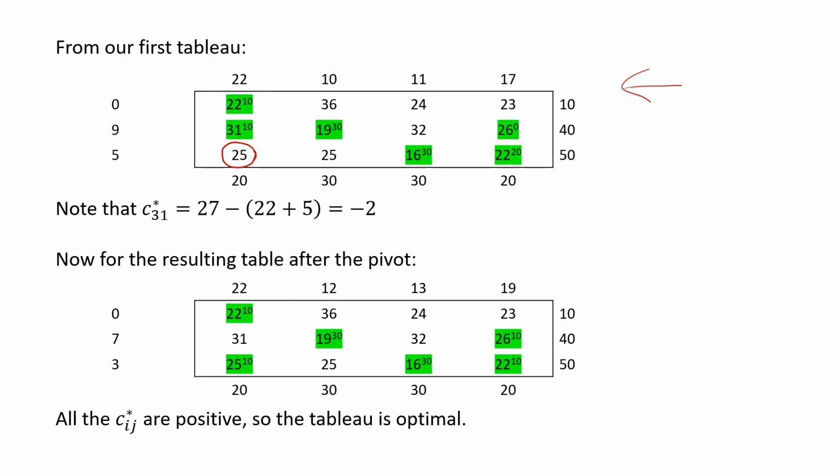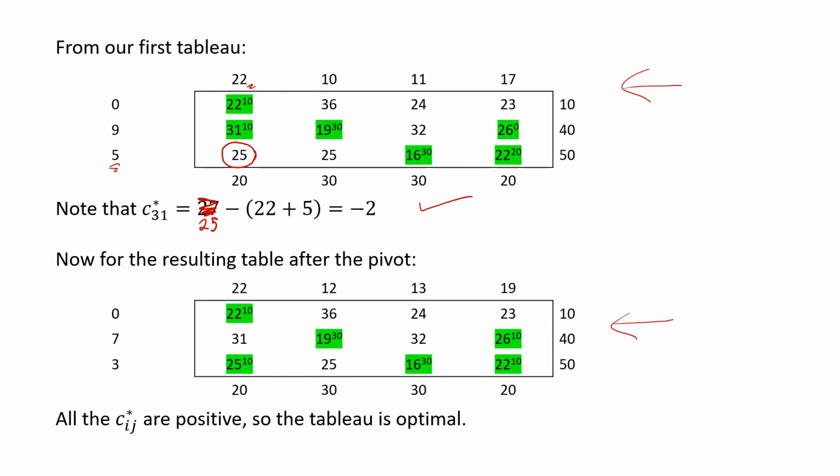Well, I get for here that C31, that shouldn't be 27, that should be 25. The cost for that through that line minus the U value and the V value for that row and column. So minus 22 plus 5. That gives me a minus 2. What does that mean? That means that I can pivot through there and I'm going to improve things. So after I pivot, which we've already done the pivot in a minute ago, that's what I get.